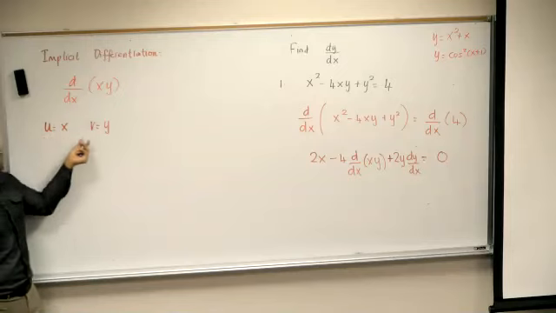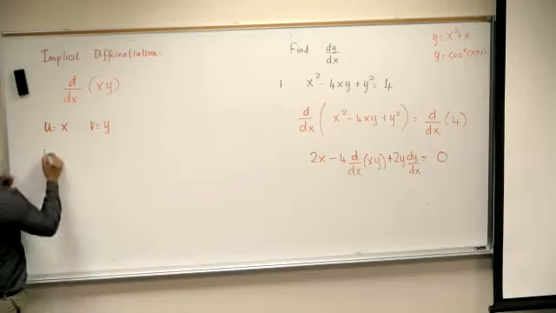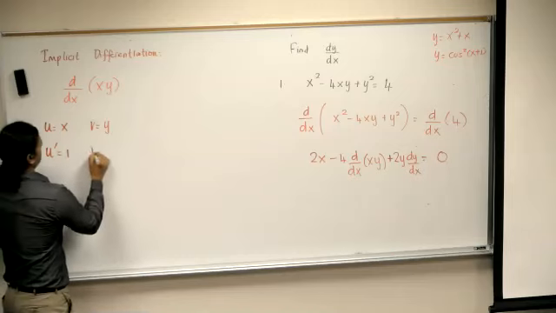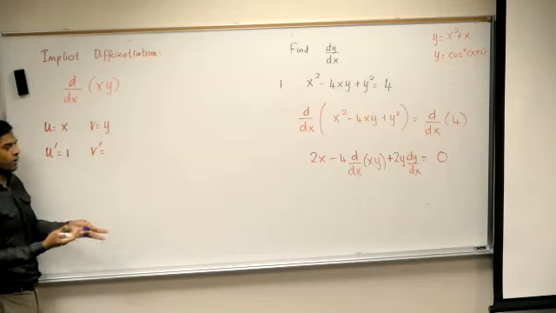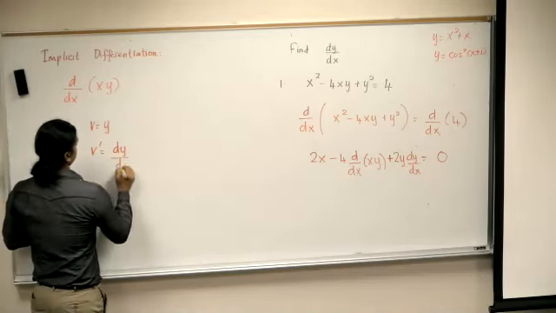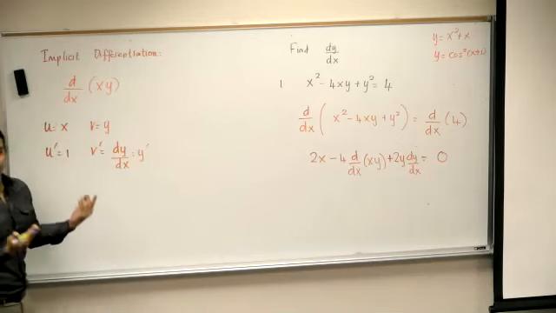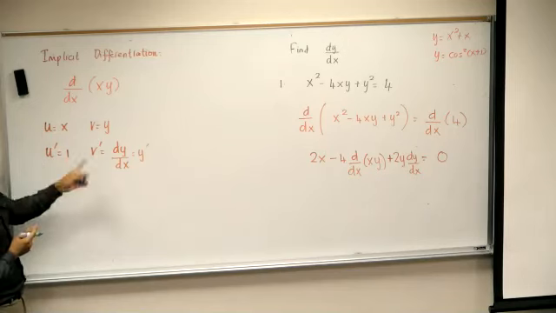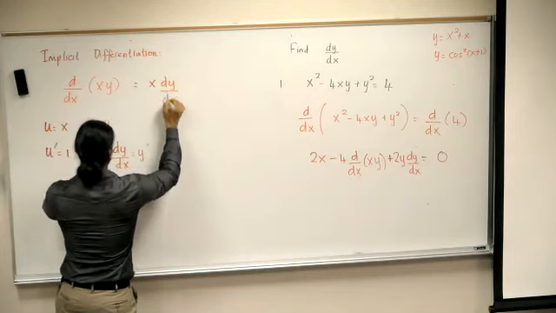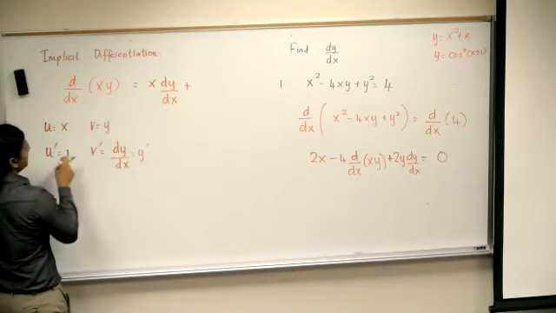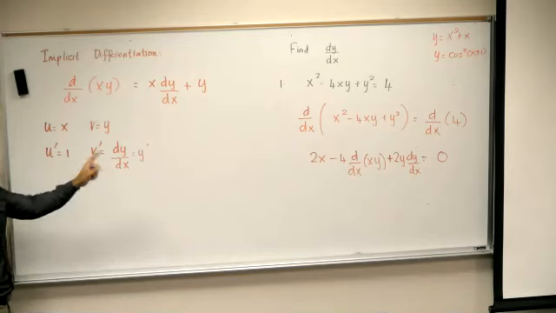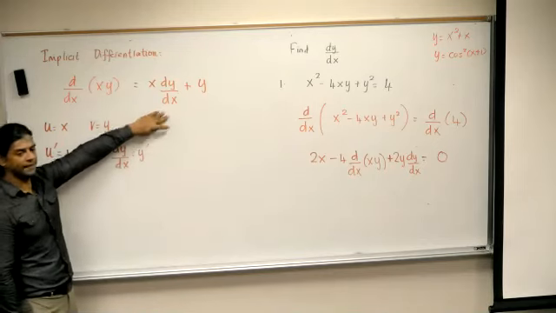u is equal to x, v equals y. u prime, derivative of x is 1. v prime, derivative of y with respect to x, dy over dx. Do we agree? Yes. Product rule now: u v prime, which is x dy over dx, plus v u prime. So the derivative of that xy term is that.